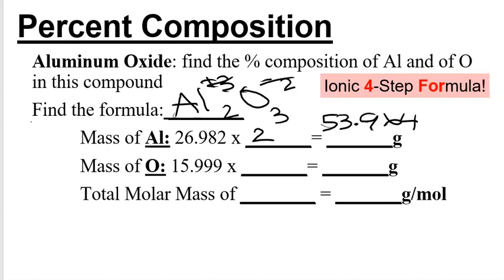I'm going to multiply the mass of the oxygen, again from the periodic table, by 3, because that's what I figured out in my formula. So that's 15.999 times 3, and that equals 47.997 grams.